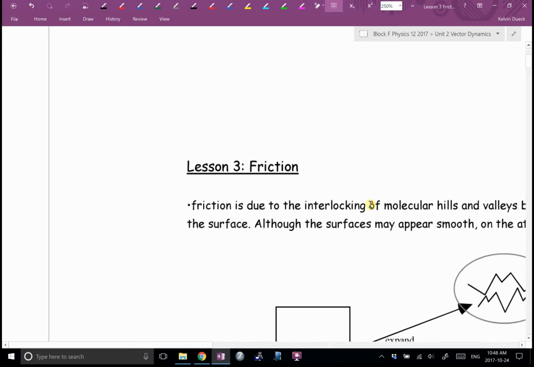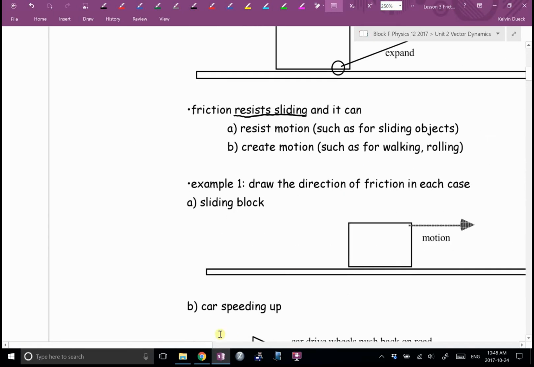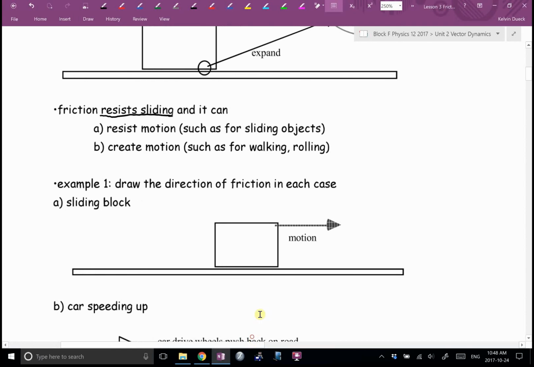Example 1 says, draw a free body diagram. We'll label the direction of friction in each case. So example 1a, we have a sliding block. There's a slight typo here. Can you just pretend that that gap isn't there? I couldn't get it to vanish when I was typing this in Word. So that should be touching. It's not hovering slightly off the surface. Okay? If this block is sliding to the right, what direction will friction be pointing then? Yeah, let's label it in.